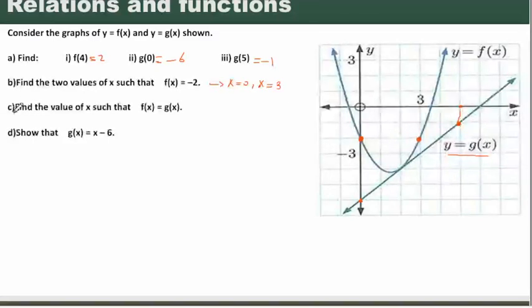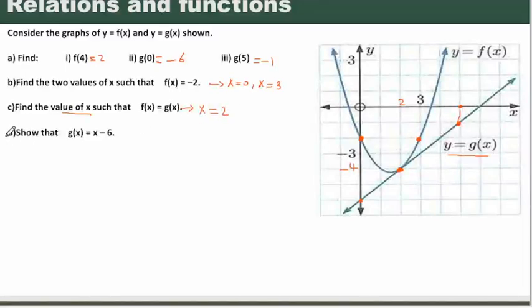For part C, it says find the value of x such that f of x and g of x are equal. That means they intersect. We look at the graph and see they have only one intersection here, which has x equal to 2, and at this point y is -4. So x is 2 and y is -4. But the part only asks for x, so I write x equals 2.